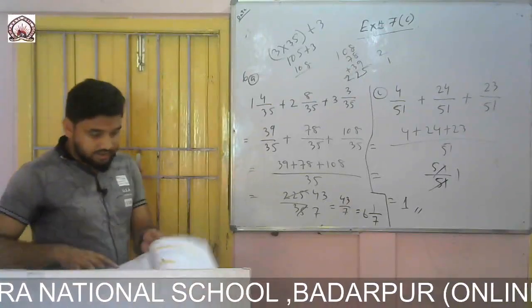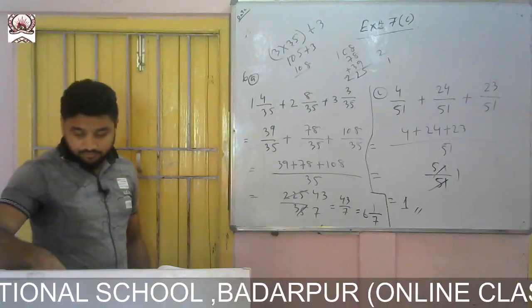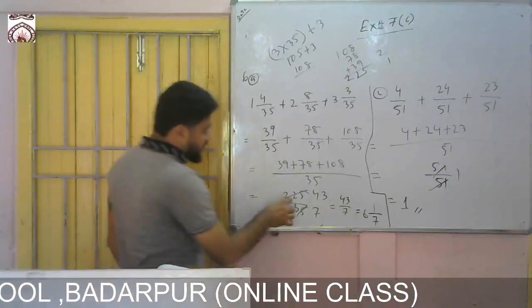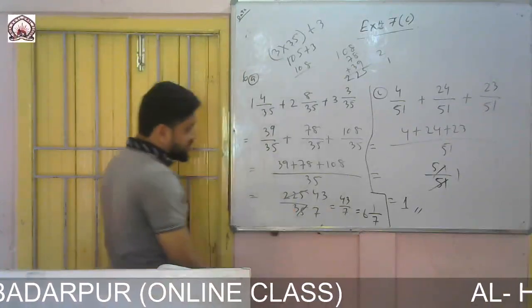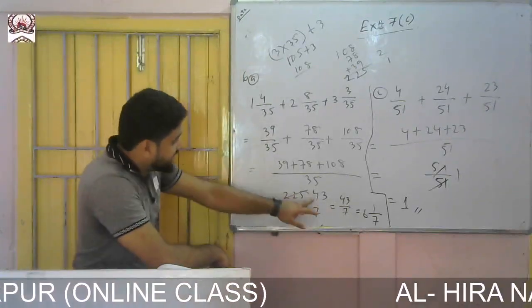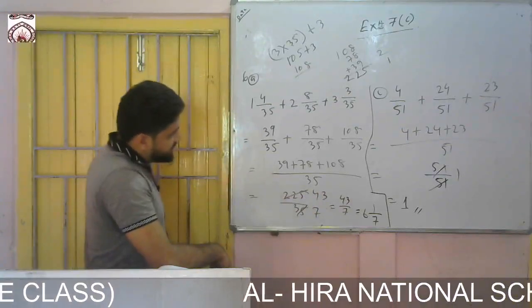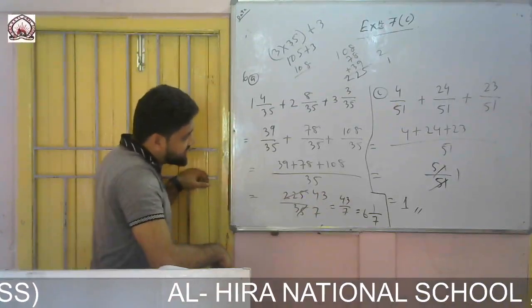Wait, let me check, is there any mistakes. So what, here what, 15, I cut with what, with 5. 5 4s are 20, remain 15. 5 3s are 15, 43. It will be what, 6 1 by 7.